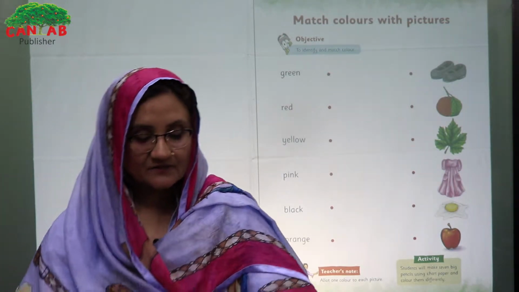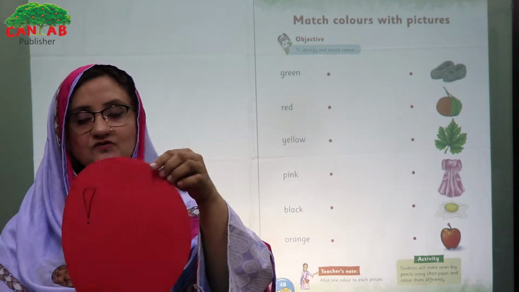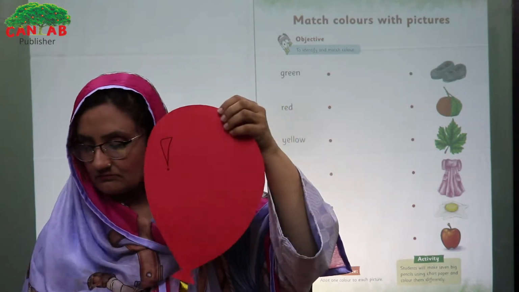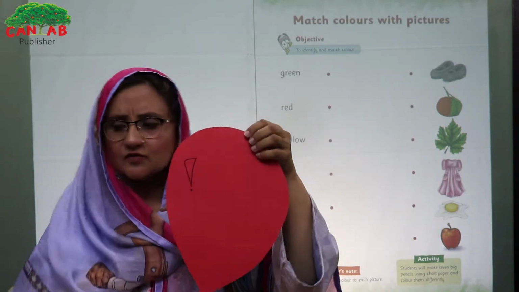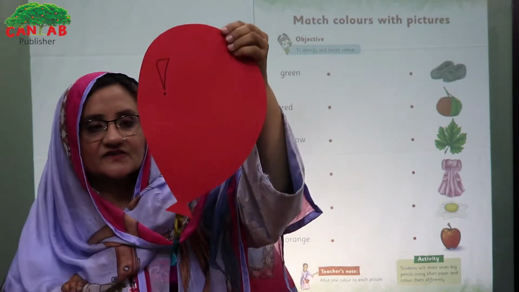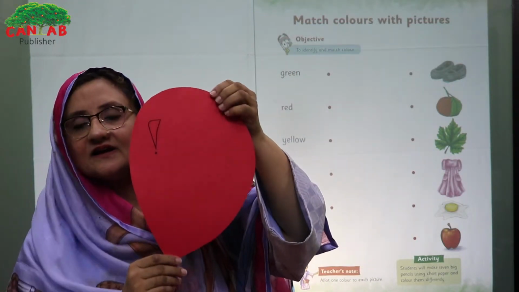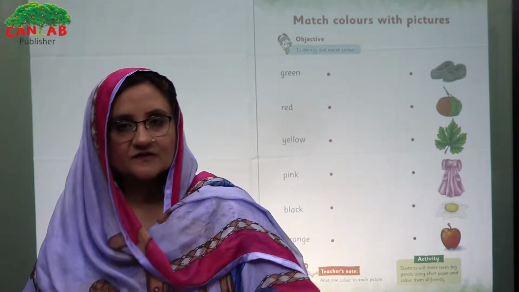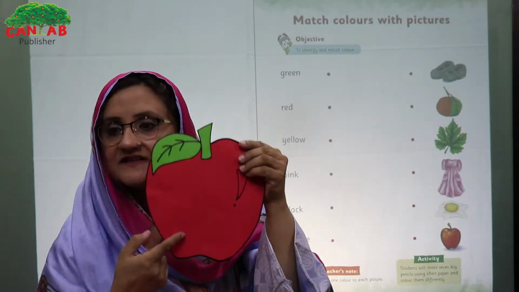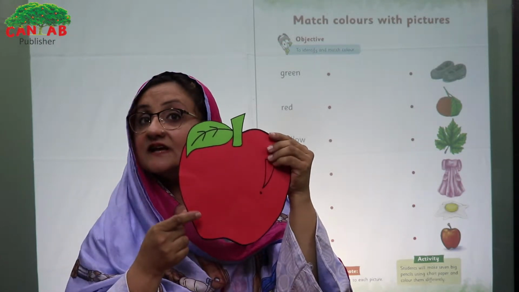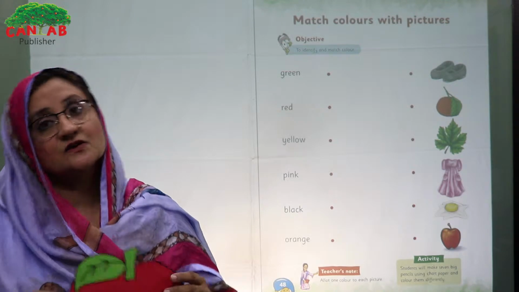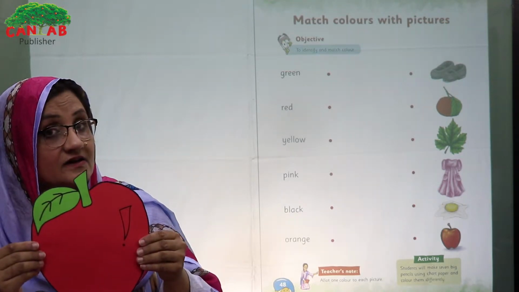Then you can show them a red color object. Student, what is this? This is a balloon. This is also a balloon, but this is of yellow color and this one is of red color. Red. And what about this one? Yummy apple. Red apple. Can you please look around yourself and name the things which are red in color?